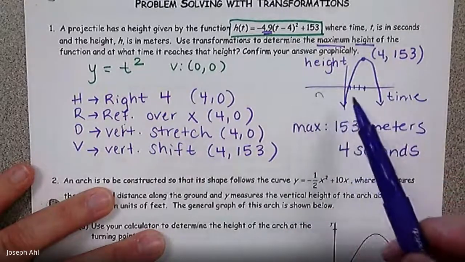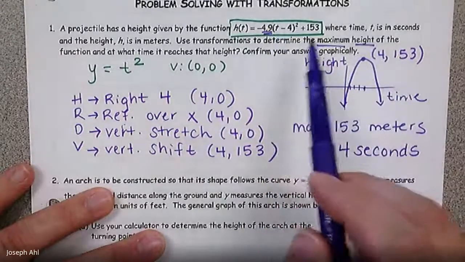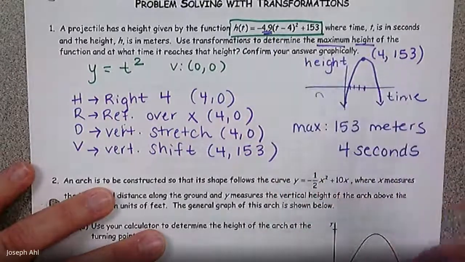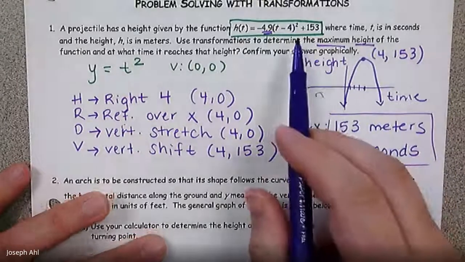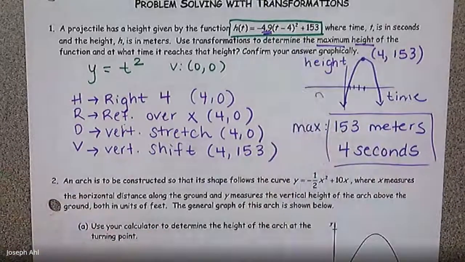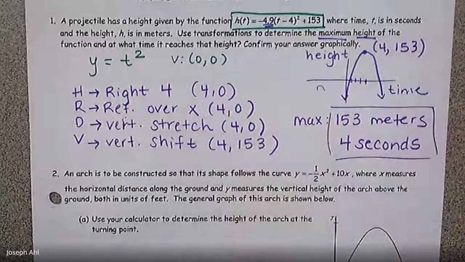You'll have to adjust your window if you want to see this in Y1. Right? You'd have to go up at least as high as 153. But we didn't even need the calculator to determine that. Based on the form that this was given, we can identify the transformations that have been applied and eventually come up with the correct max coordinate there.